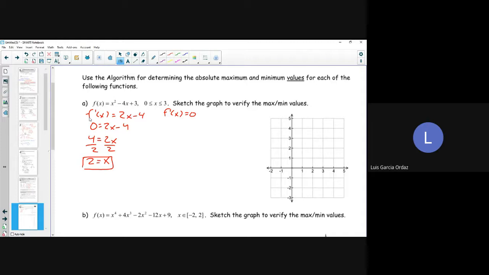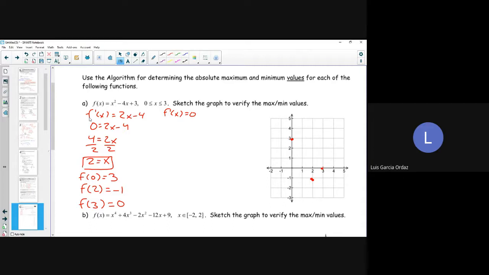Does 2 fall in between 3 and 0? Yeah, perfect. So now I can gather all my points. So f at 0 is equal to 3, so I can plot my point (0, 3). If I plug in f at 2, that gives me -1, which gives me this point over here. And if I plug in f at 3, that is going to give me 0.